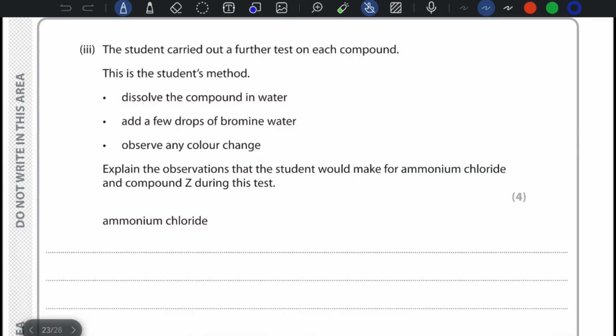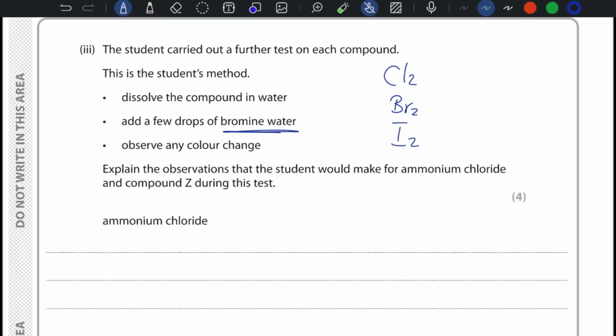So we can write calcium iodide, CaI2. The student carried out further tests on each compound. The student's method: dissolve the compound in water, add a few drops of bromine. Remember chlorine, bromine, iodine, or we can write chloro, bromo, iodo. Reactivity decreases down the group. So chlorine can replace bromine, but bromine cannot replace chlorine. Also bromine can replace iodide, but not vice versa.